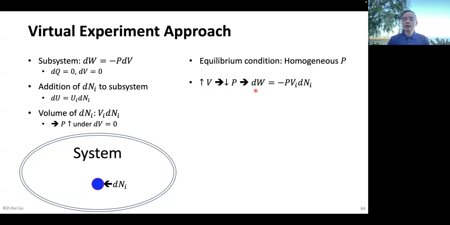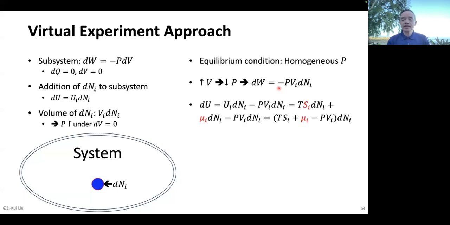So the work is done against the pressure, which is fixed from outside of the subsystem. The volume change, vi dni, carries a minus sign, because the volume expansion of the subsystem will lose some energy. That is work done to the surroundings, which is the rest of the system. So the dU change of the subsystem now has two terms.